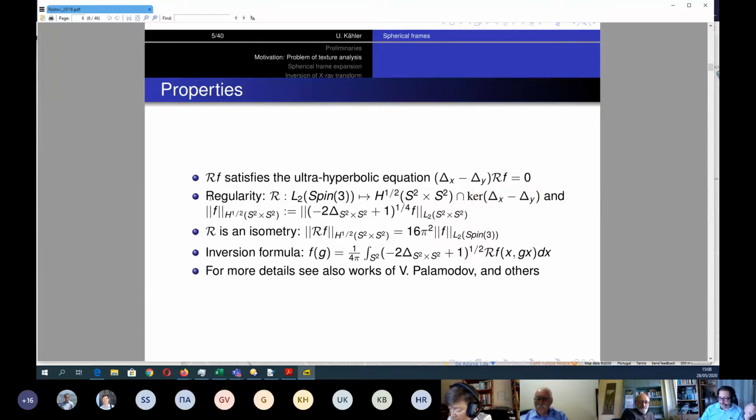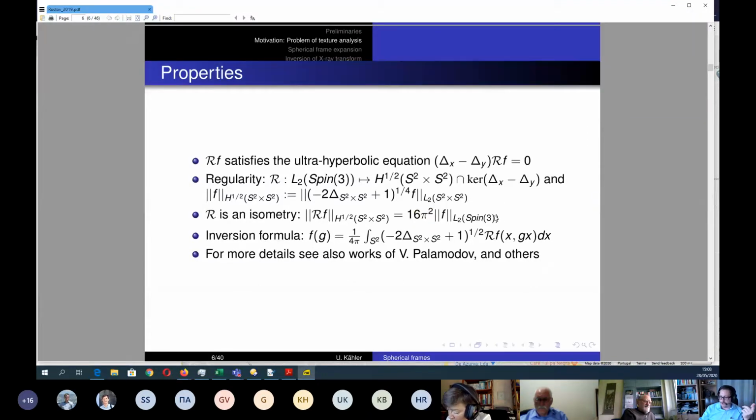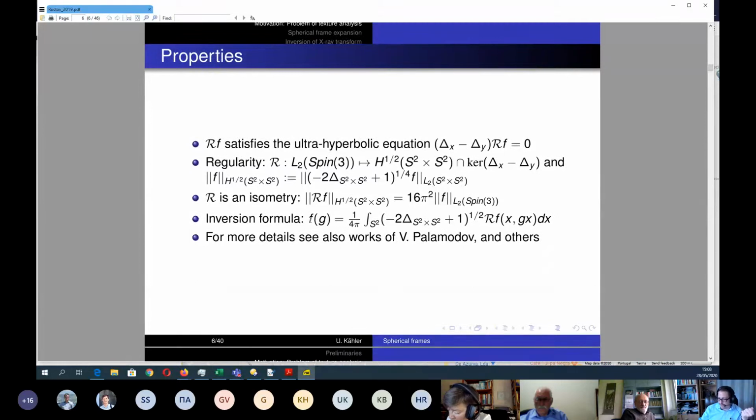In particular, you can also show that the norm is given by this on S2. You have here the operator minus Laplacian on the 2-sphere, so that's basically that operator plus 1. And between these norms, it is an isometry up to a constant here, but you can always normalize it. And this also gives you an inversion formula, at least a formal inversion formula, which simply says I take my data, I integrate over this 2-sphere with that operator, and that gives me the inversion.